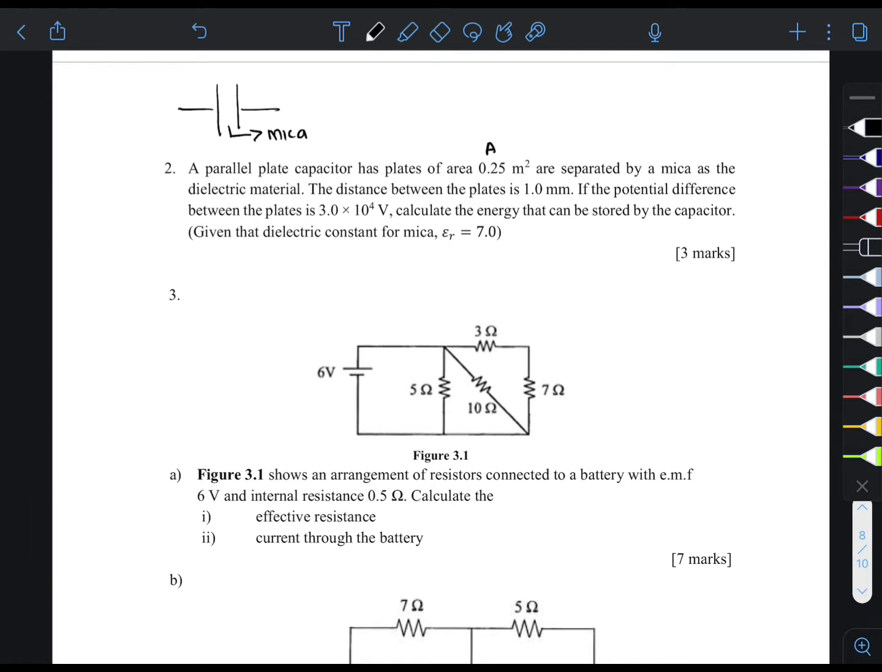The distance between the plates is 1.0 millimeter. So the distance here is given as 1.0 millimeter. If the potential difference between the plates is 3 times 10 to the power 4, calculate the energy that can be stored by the capacitor. So the question has given us the potential difference between the plates, V. So we need to find the energy, U. To find the energy, we have a few equations here.